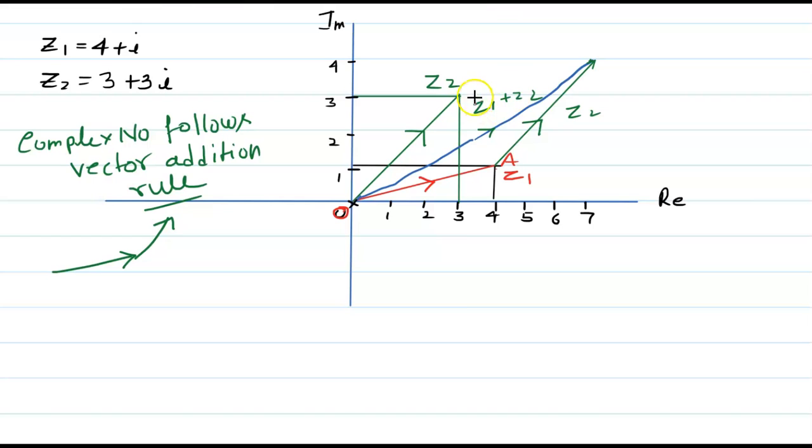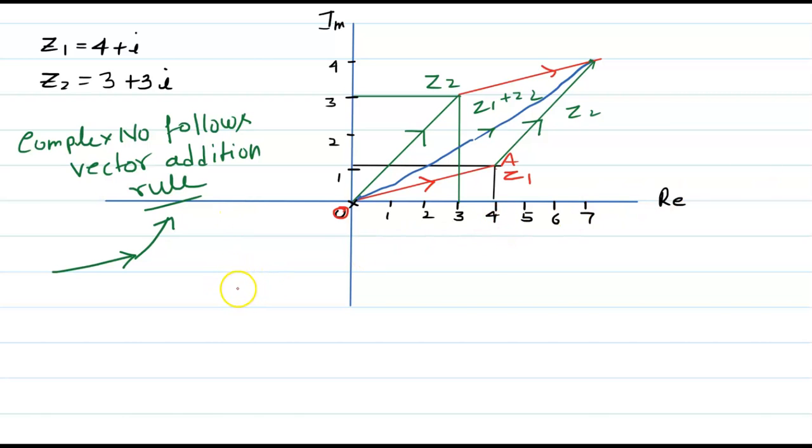So if you want, you can draw the dotted line. Okay, so this is giving a parallelogram. So addition is always represented by the diagonal of the parallelogram. So z1 plus z2 is 7 plus 3i.